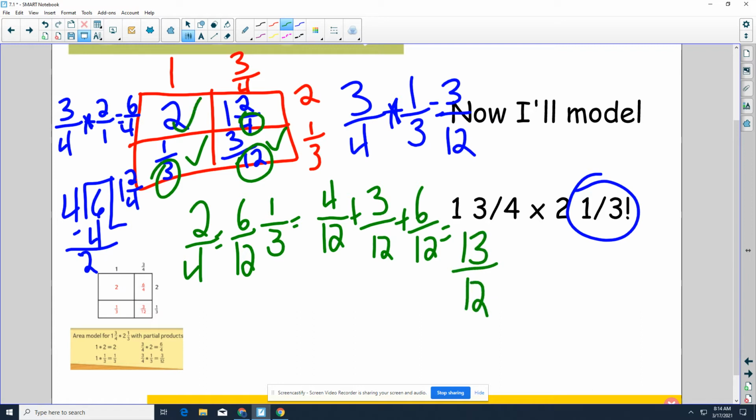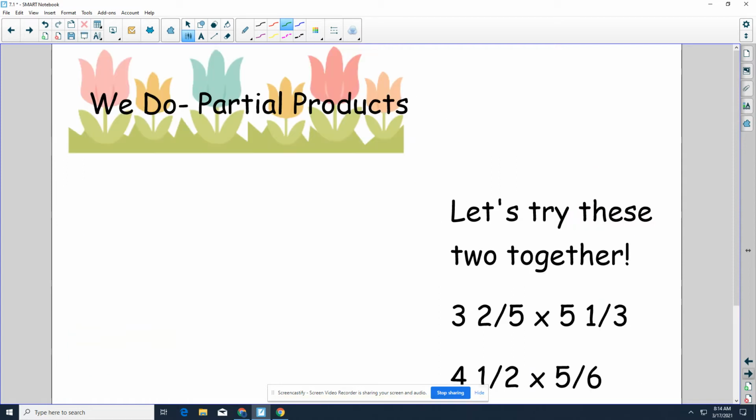Plus I got to add in my whole number there, so 13/12 plus 2 equals 2 and 13/12. Or I could convert that and say I know that 12 can go into 13 one time, so I get 3 and 1/12. Now, doing it this way is a lot of work, but it is possible. So we'll revisit that and do some more practice.